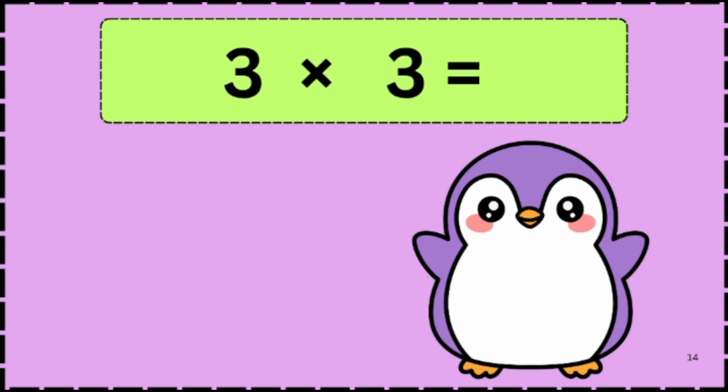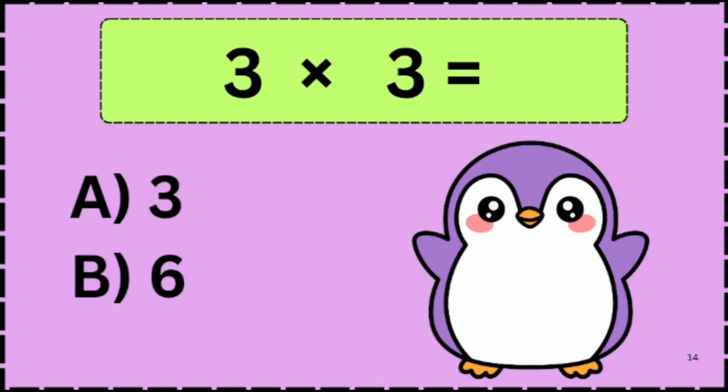3 times 3 is equal to A 3, B 6 or C 9? The answer is C 9.